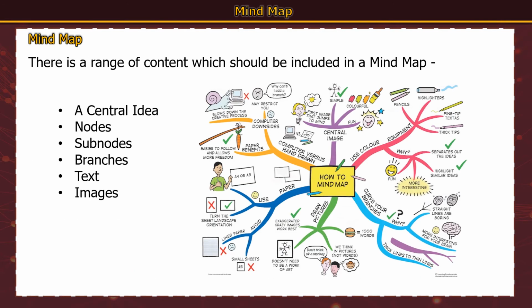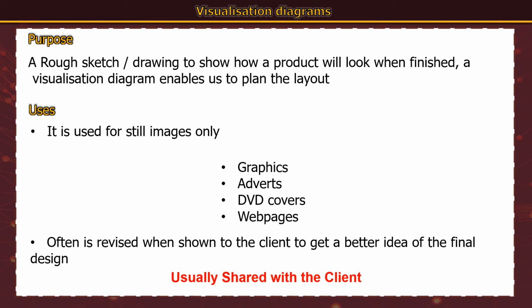Mind maps start off with a central idea. The central idea has branches coming from it that lead to nodes. These nodes may have further branches that lead to subnodes. Often, mind maps are accompanied by text and images to give greater detail of what the product might include during development.